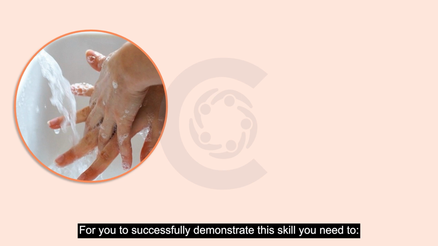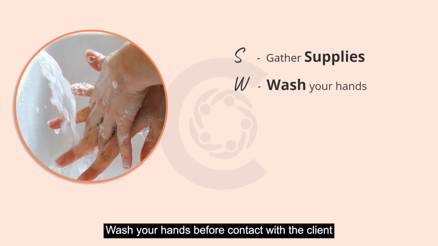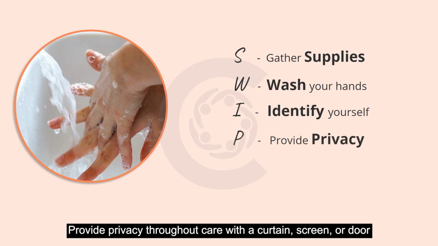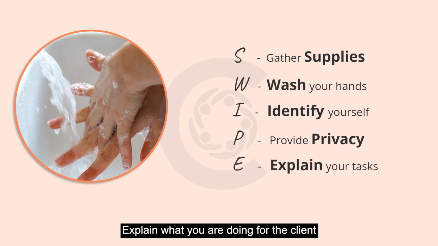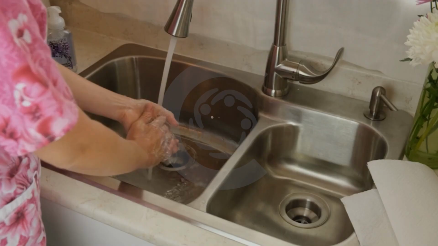For you to successfully demonstrate this skill you need to gather supplies before starting task. Wash your hands before contact with the client. Identify yourself by telling the client your name. Provide privacy throughout care with a curtain, screen, or door. Explain what you are doing for the client. Scan the area to be sure everything is back in place after the task is done.